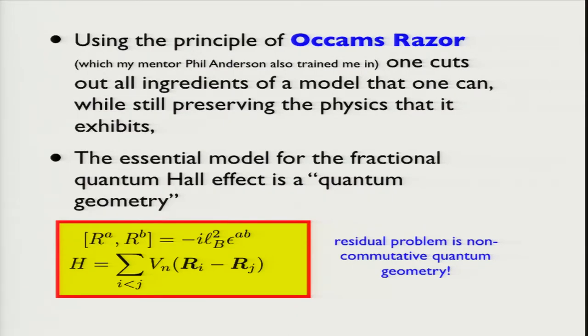And the problem is one tends to get hung up on irrelevant details, and so getting rid of as much as possible is the way to go. And for example, I would say the essential model for the fractional quantum Hall effect is a remarkably simple model. It's a quantum geometry. This is it. So we've got a non-commutative coordinate system. The particles have non-commutative coordinates, and they interact with a two-body potential, which is a function of the non-commuting coordinates. That's it.